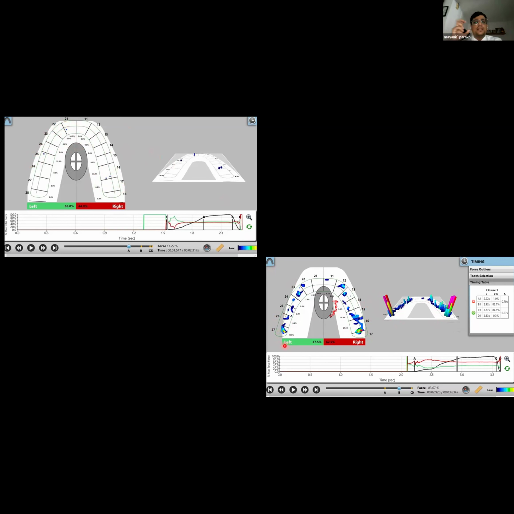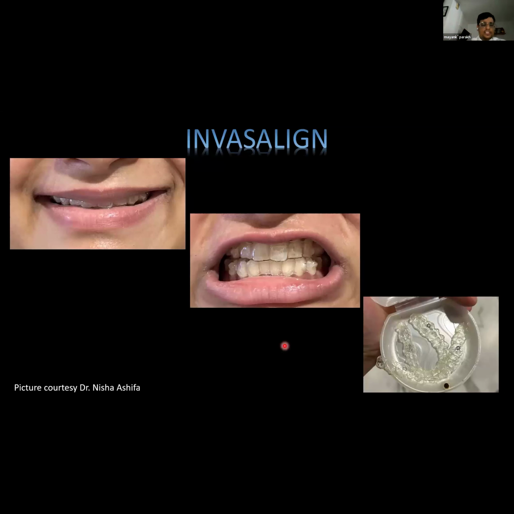These spikes are the areas where the maximum force of occlusion is present in the patient when they are biting with force. Now moving on to the next important advancement, especially when orthodontics comes into picture, is Invisalign.